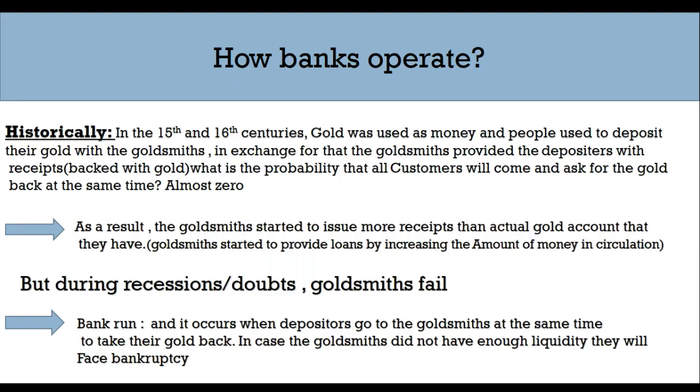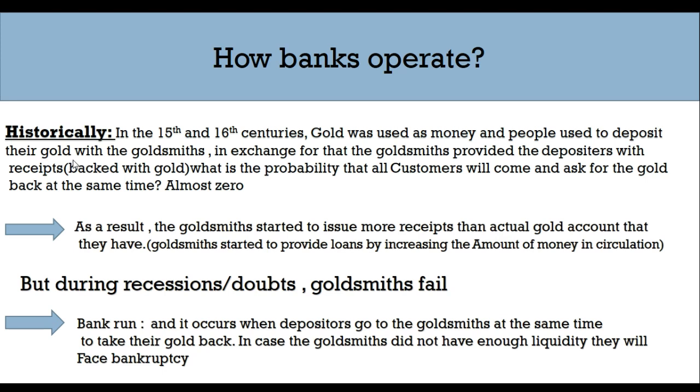So first of all, let's take a historical look at how banks used to operate in the 15th and 16th centuries. Back then, gold was used as money, and people used to deposit their gold with the goldsmiths. In exchange for that, the goldsmiths provided the depositors with receipts that are backed with gold. So people who had gold used to go to their goldsmiths and deposit their gold there, and the goldsmiths would give them receipts. Whenever the people wanted to get their gold back, they used to go back and give the receipt, and the goldsmiths would give them back their gold.